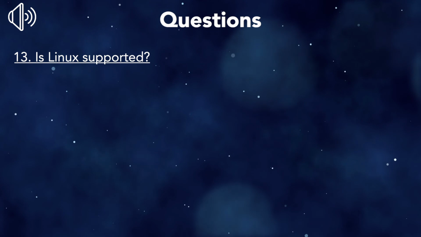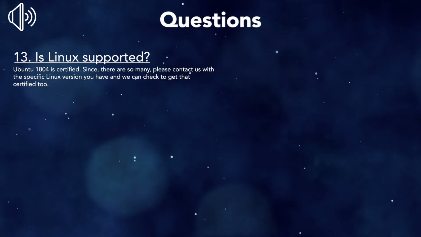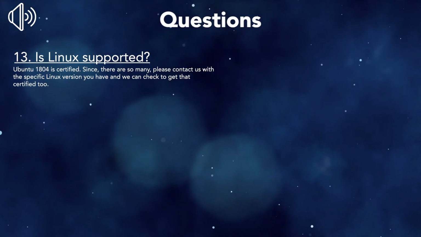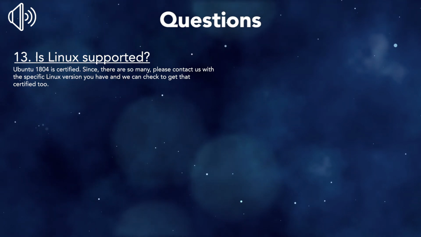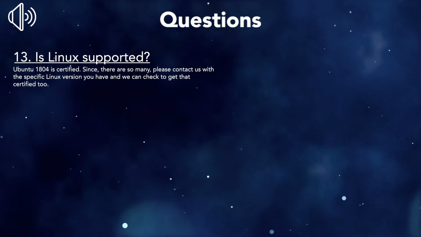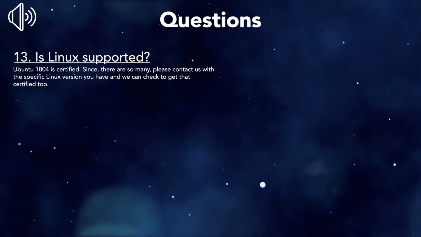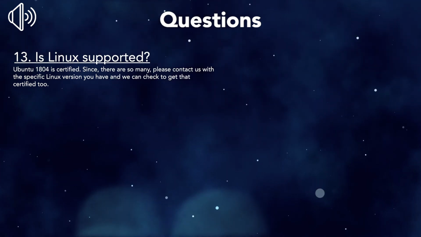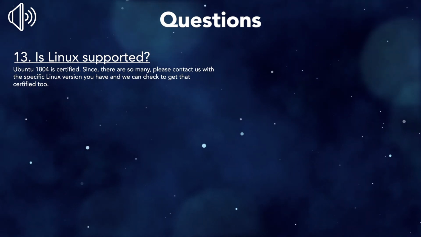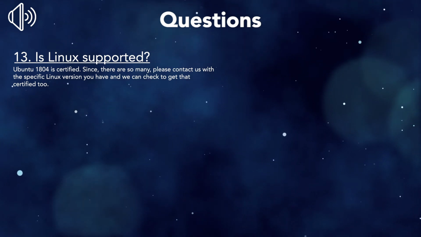Another person asked if Linux is supported by the AiCU. At this moment, Ubuntu 18.04 is certified. Linux has more than 1,000 different kinds of distributions. So if somebody asks if Linux is supported, it's a bit tricky. We need to know which version you want to use exactly. At this moment, Ubuntu 18.04 is supported fully. If you have a request for a specific Linux version, then please let us know and we can see if we can validate that also within this platform.